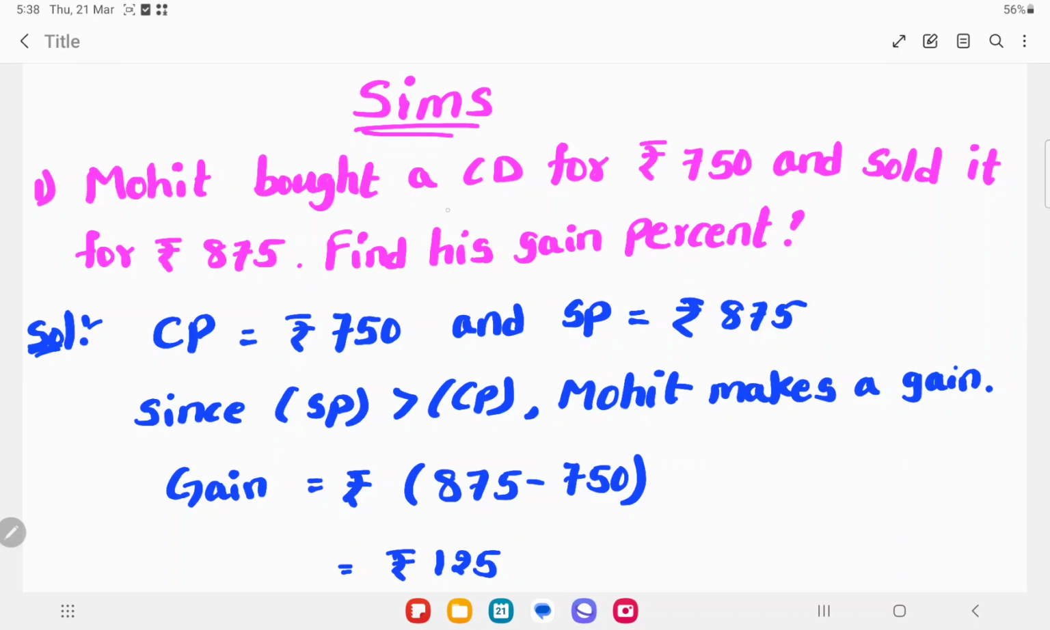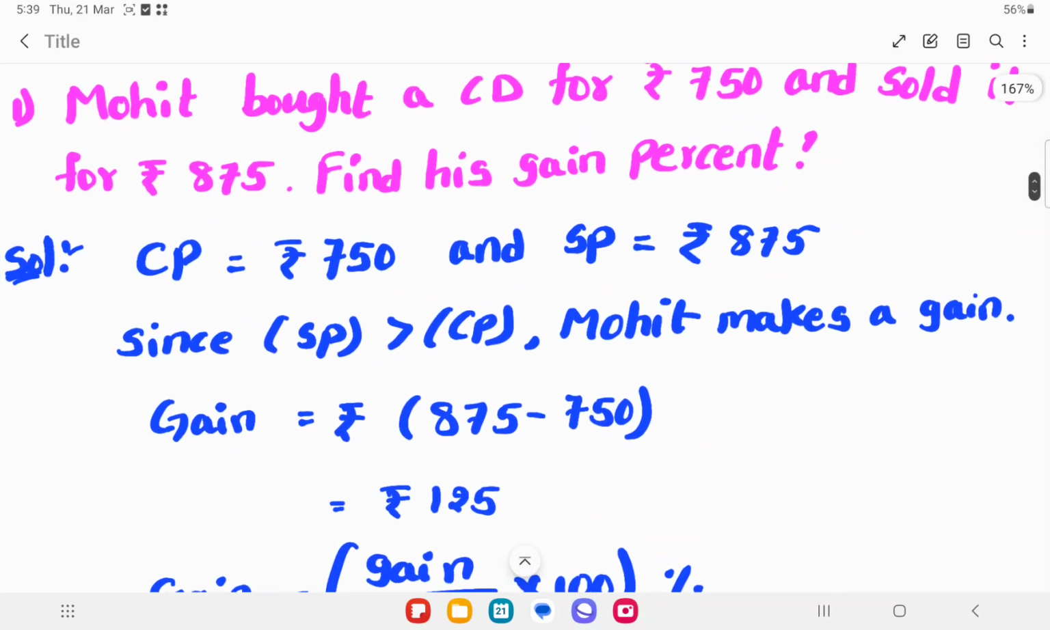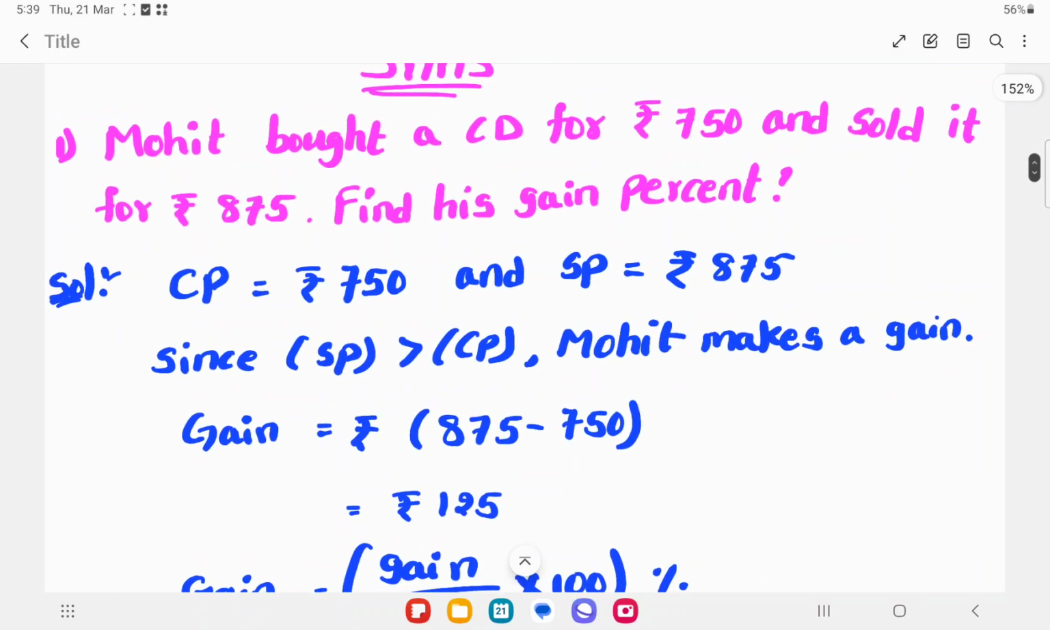Today's sum: Mohit bought a CD for 750 rupees and sold it for 875. Find his gain percent. Here we know that the CD was bought for 750 rupees and sold for 875, so he made a profit. We have to find the profit percent. So let's see the solution.